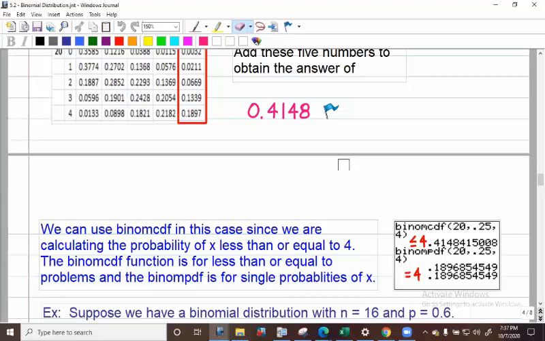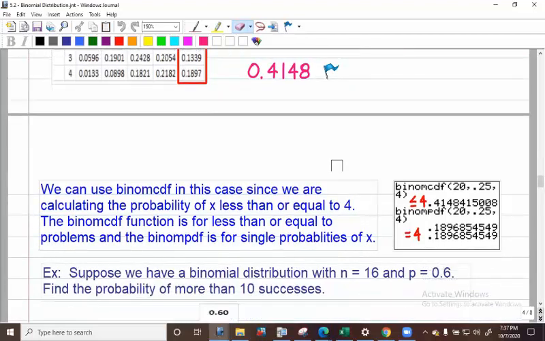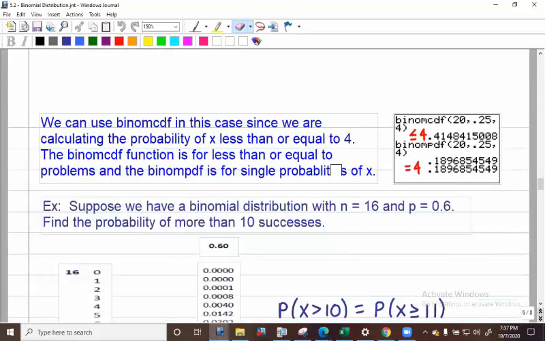Anyway, so let's try another one of these kinds of problems. Let's see. Got a binomial distribution with n equals 16 and p equals 0.6. Find the probability of more than 10 successes.